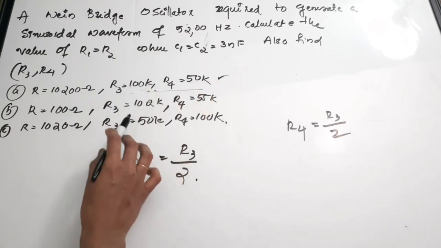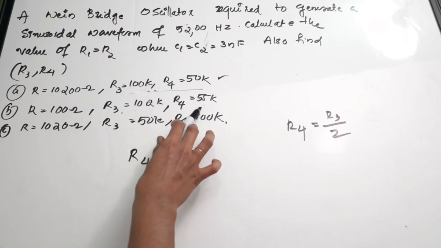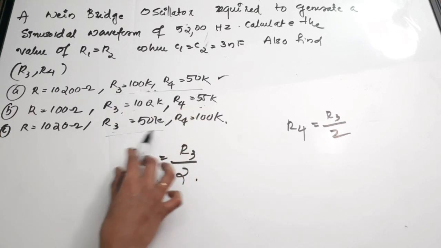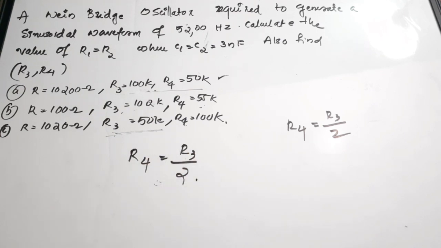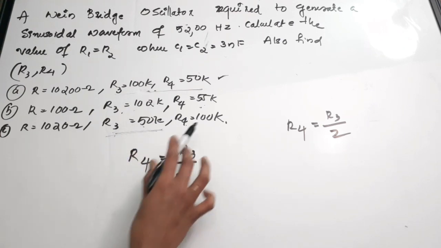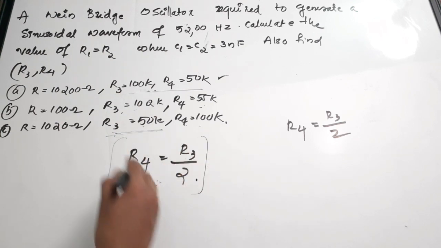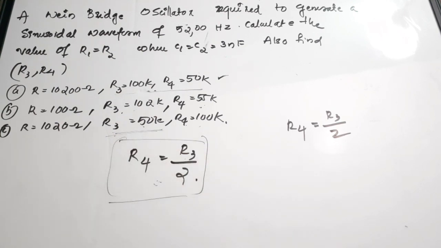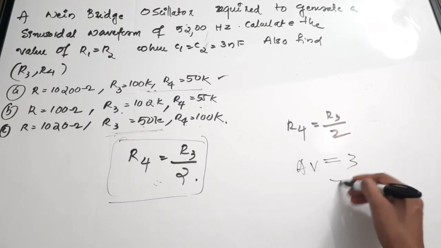For the other options, it is not following this relation. R3 by 2 is not equal to R4. And also here, it is not following the relation. R3 is 50, R4 is 100. That is not possible. If R3 is 50, R4 has to be 25K. Anyway, this is the relation which we are getting if we are considering that the gain of the amplifier section is equal to 3. It is actually greater than or equal to 3.